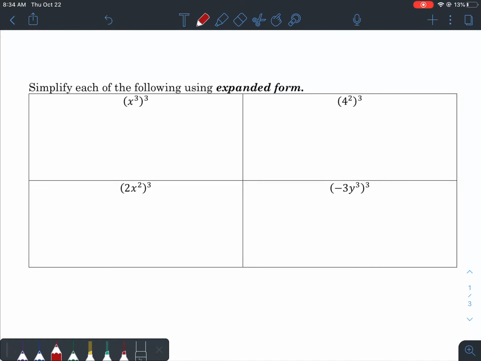All right, so here, x to the third power, so it's x to the third times x to the third times x to the third, which gives us x to the 9th power. Right. Over here we have 4 squared to the third power, so it's 4 squared times 4 squared times 4 squared, which gives us 4 to the 6th power.